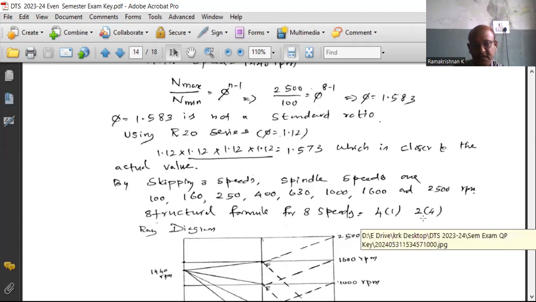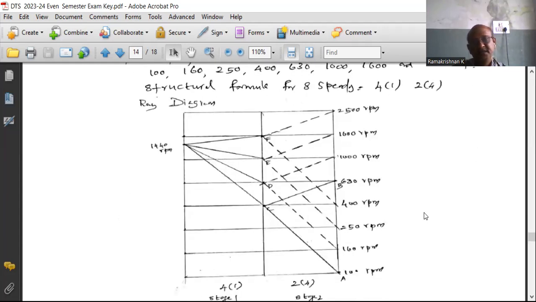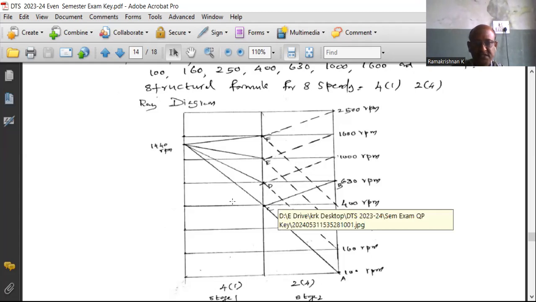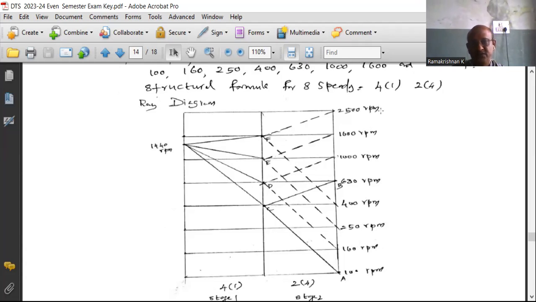Now let's move on to the speed diagram or ray diagram. Here the 8 speeds are given, split into 2 stages. So for the 2 stages, you draw 3 vertical lines so that we have the first stage and the second stage. Now let us start with the second stage. Now we have found the 8 output speeds from the standard R20 series. We start with the minimum speed 100, 160, and end with 2500 RPM.